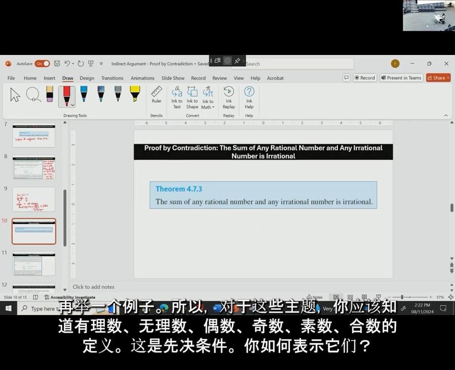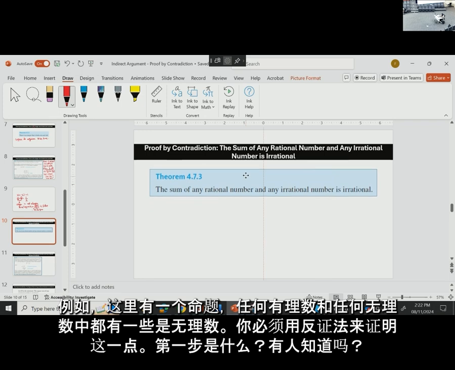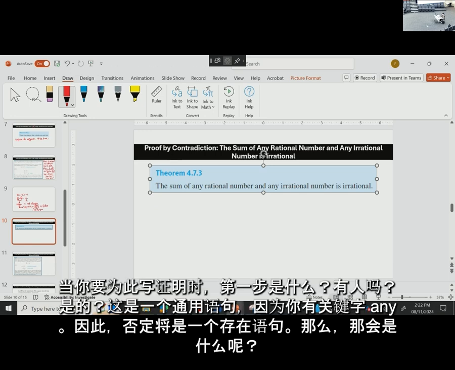So for these topics, you should know the definitions of rational numbers, irrational numbers, even, odd, prime, composite. That is a prerequisite for that. How do you represent those? For example, here we have the statement, sum of any rational number and any irrational number is irrational. And you have to prove it by contradiction. What will be the first step when you are going to write the proof for this? Anyone?